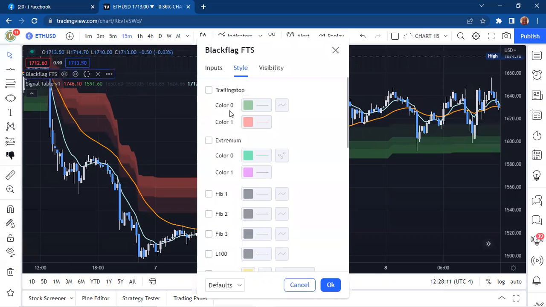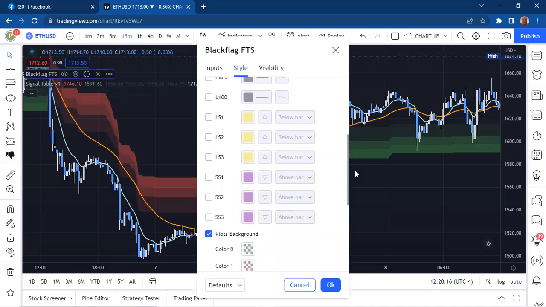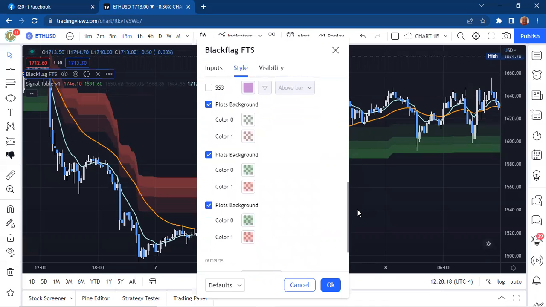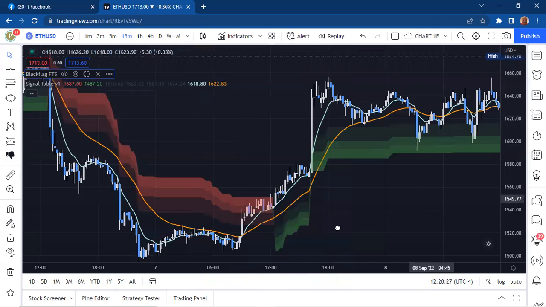Okay, let's look at that again. As you can see on mine, none of those boxes are clicked. Just leave the ones that are clicked on, like the plots background. Yeah, leave those boxes clicked. And that's it. So that's the first indicator.